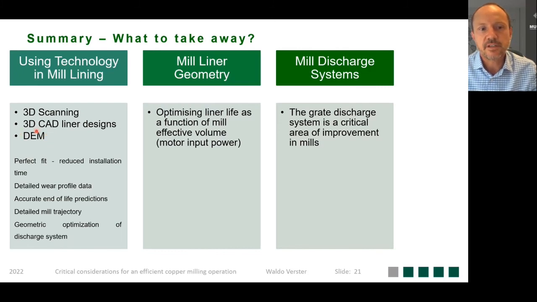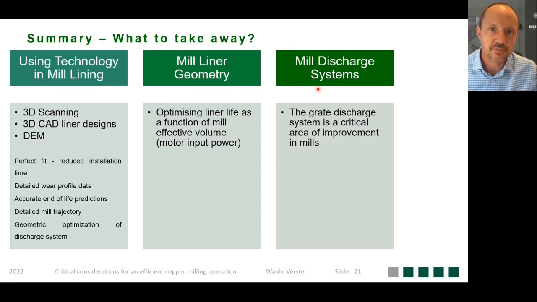Using the discrete element method, we can get a more detailed trajectory based on the actual PSD inside the mill, and we can use this data to select the specific grinding mechanism applicable for your plant. And then lastly, geometric optimization of the discharge system. We can use the discrete element method to optimize the geometry of your discharge. In the last case study, mill liner geometry, we have shown that we can optimize the thickness of the liners as a function of the motor input power and the effective volume. We can therefore maximize the throughput of the mill.